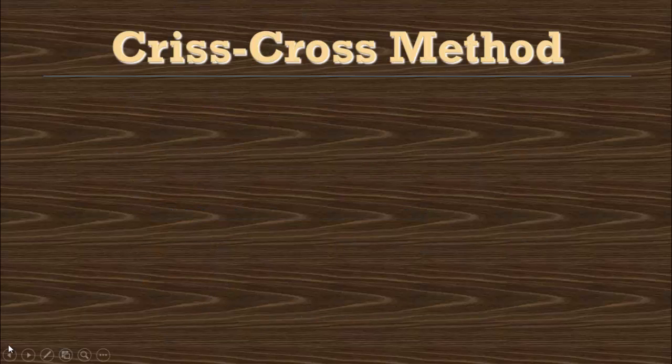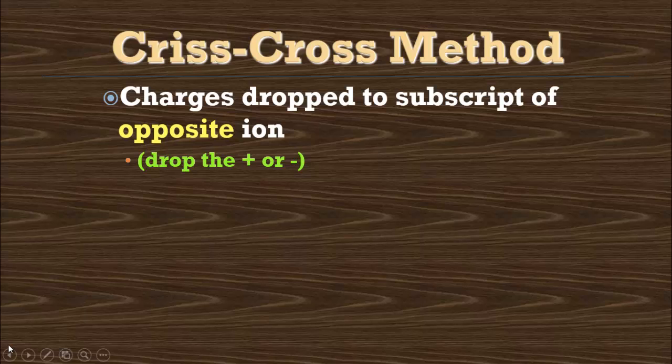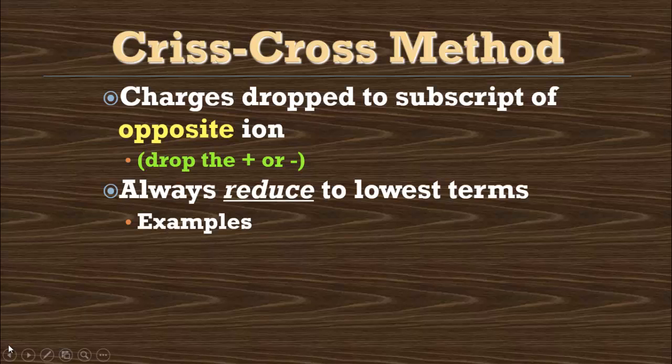So the easiest way to do this, to make things neutral, is using the Criss-Cross method. In the Criss-Cross method, charges are going to be dropped to the subscripts of the opposite ion. And now when we take those charges and we drop them, we also drop the charge, the positive or the negative. So it just becomes a regular subscript on the bottom, no charge included. And then once we have it written, we're always going to reduce it to the lowest terms.